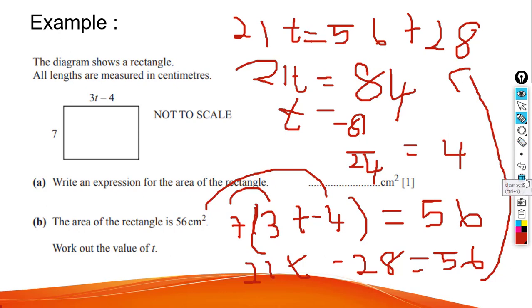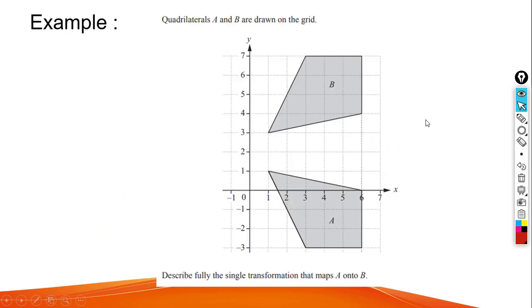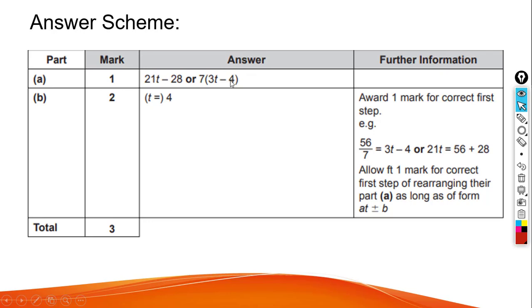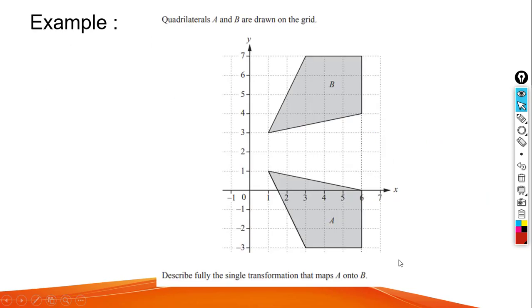So let's look into the answer scheme. This is the expression that you can see: 7 bracket 3t minus 4. We will also accept the expanded version of the expression. The correct answer is t equals 4. But how do they award the marks? They award 1 mark for a correct first step, where you have set up the linear equation you want to solve. They also allow 1 mark for a correct first step of rearranging, in the form of at plus or minus b, where when you bring the like terms to the other side of the equal sign, you need to ensure that your plus and minus signs are brought over properly. So you will get 1 mark either way, 2 marks for the correct answer, and a mark for each correct step. Okay, let's look into the next one.